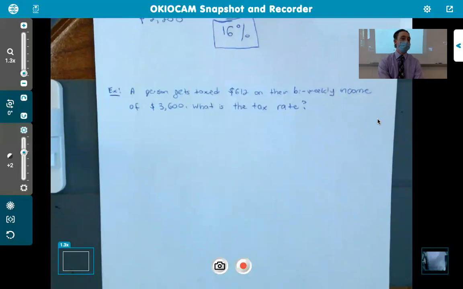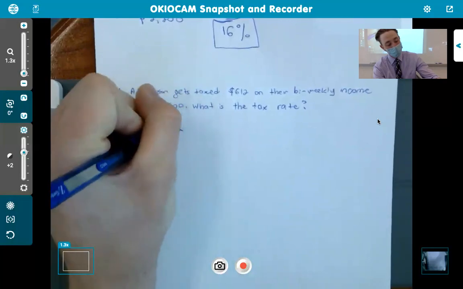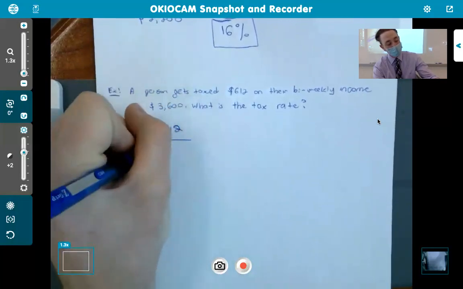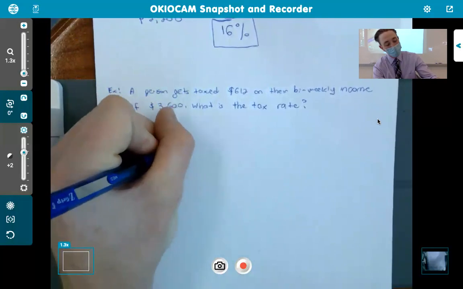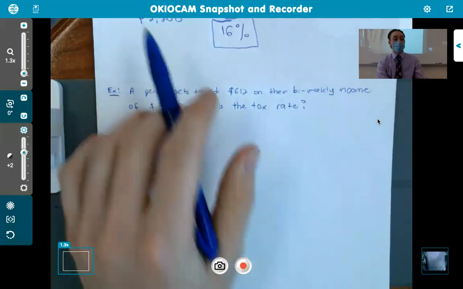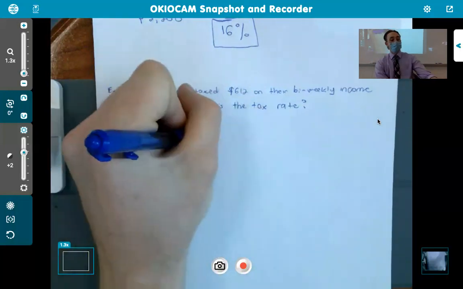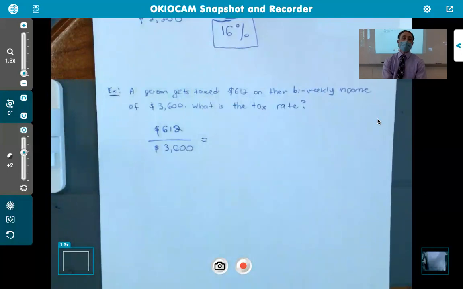$612 divided by $3,600. Right? It's that portion of the total income, or as we saw in the last example, the total sale. It's that portion of tax over the total amount of income. Well, let's find out what this is as a decimal, then we'll convert it to a percentage.